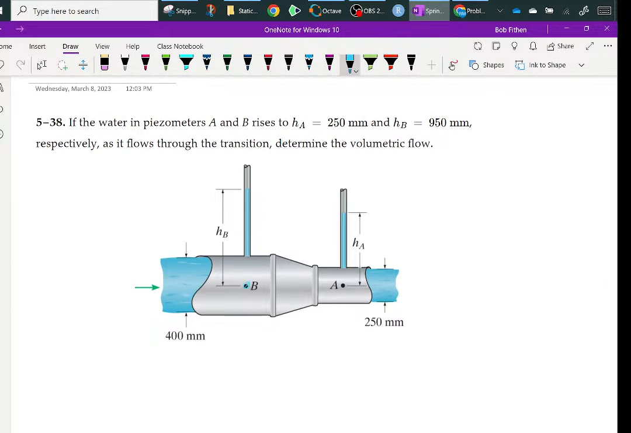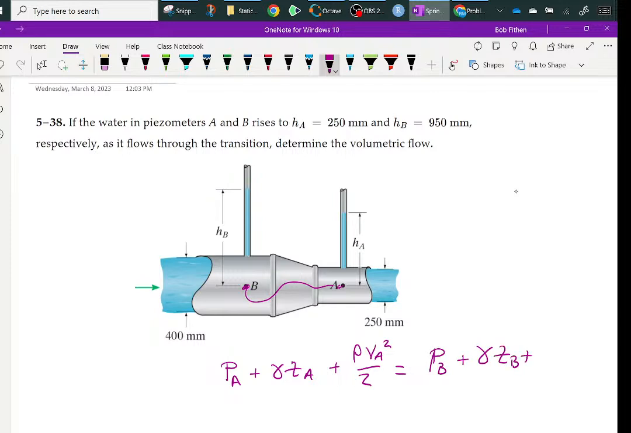So we've got A. Let's do this. We go from B over here to A. So PA plus gamma ZA plus rho VA squared over 2 is equal to PB plus gamma ZB plus rho VB squared over 2, because it's constant along the streamline. That's probably not the way the thing goes. It probably just goes straight that way.